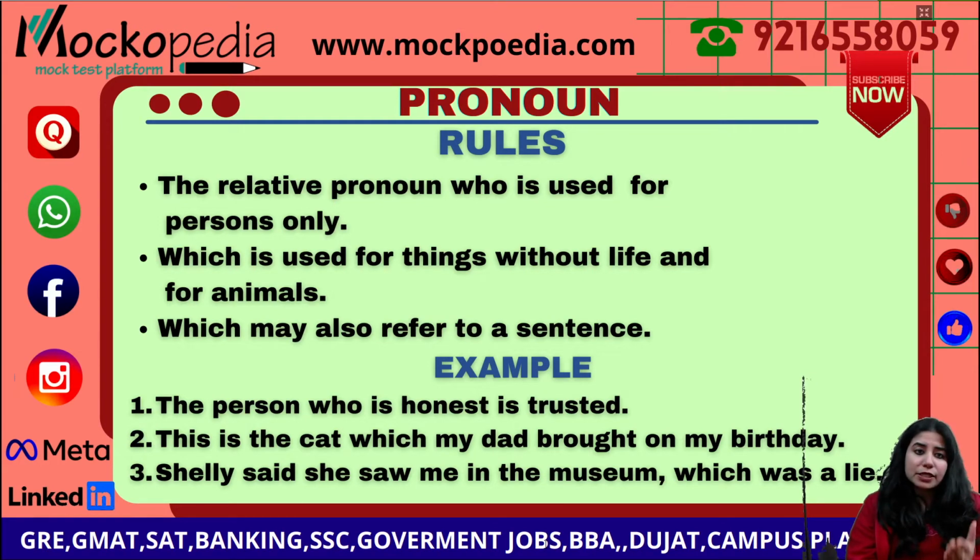So, for this, take a look at the third statement. Shelley said she saw me in the museum, which was a lie. So, what was a lie? The entire sentence that she saw me in a museum, right? So, I'm sure all the three usages are clear. Who is for persons only, which is for things without life and for animals, and which can also be used to refer to the previous sentence, right? I'm sure you are clear with the usage. Time to proceed further.